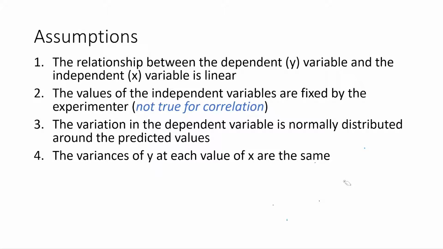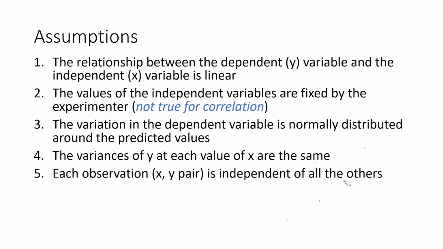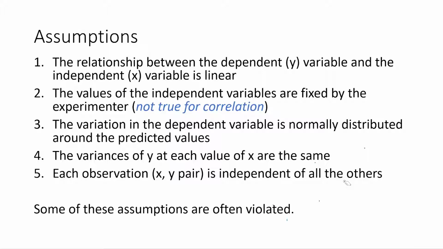We also assume that the variances of y at each value of x are the same. So that goes back to the figure I just showed you. We want our numbers to be normally distributed and have equal variances at each of those values of our line. And lastly, that each observation, each x and y pair, is independent of all the others. Sometimes these assumptions are violated, but we're not going to worry about that in this class.